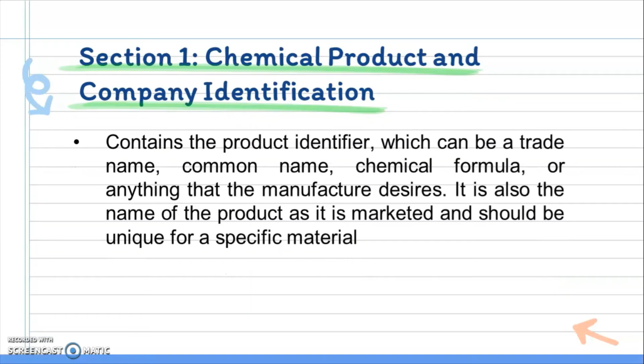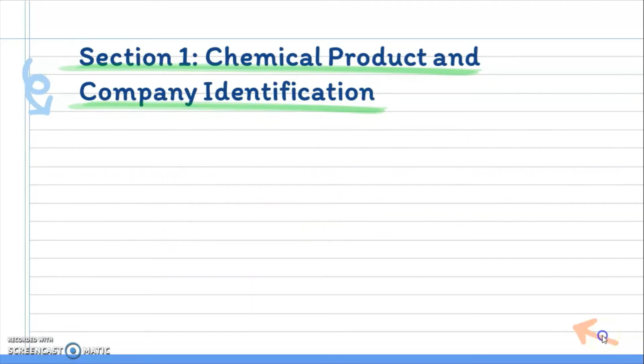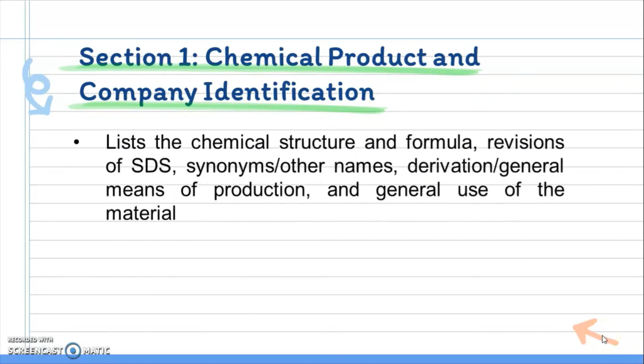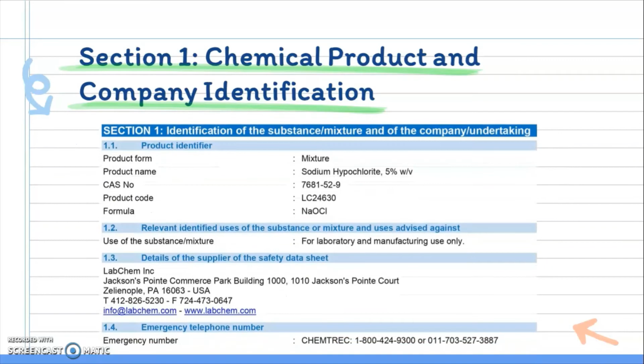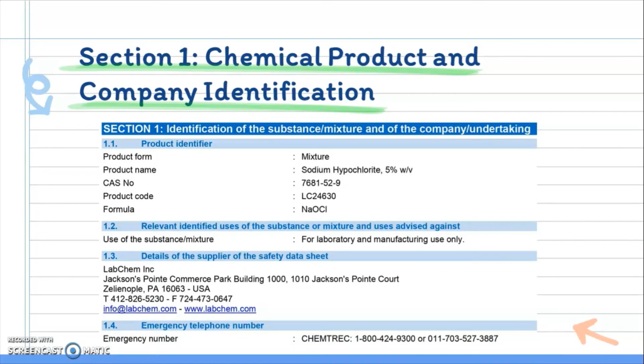It contains information that identifies the chemical and its manufacturer. This section also identifies the general use of the material. In the SDS of sodium hypochlorite, makikita natin sa Section 1 yung kanyang product identifier, yung general use ng ating material, and yung details ng ating supplier.